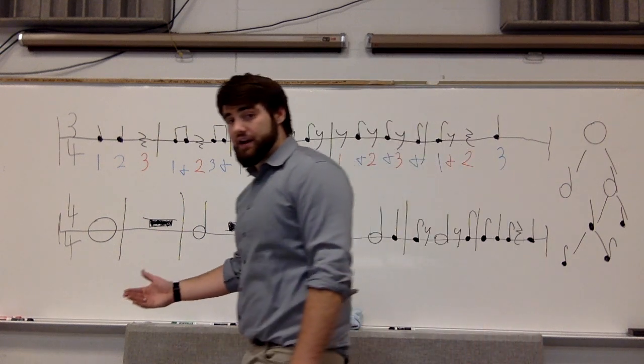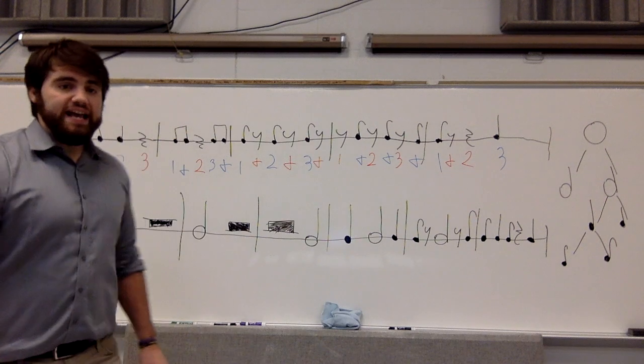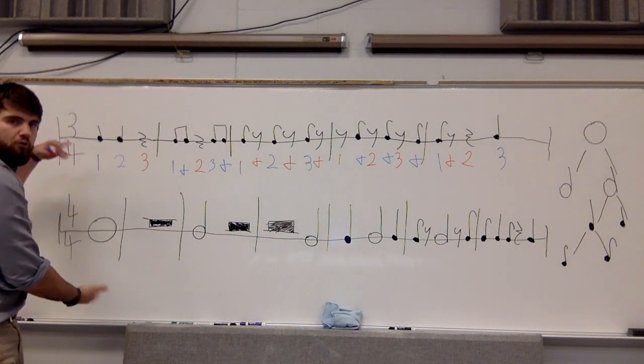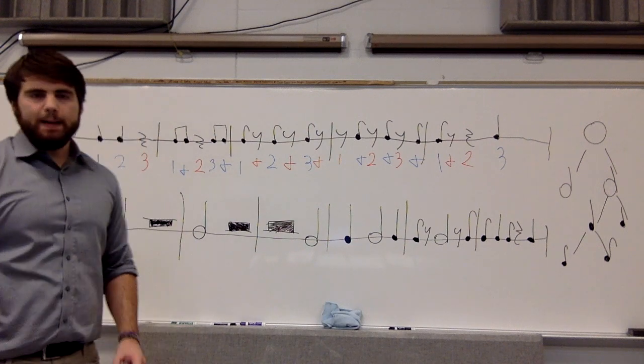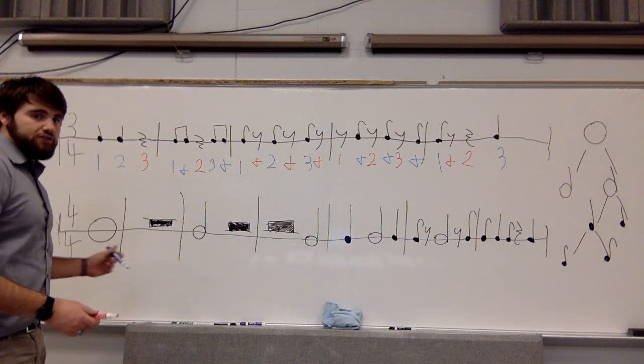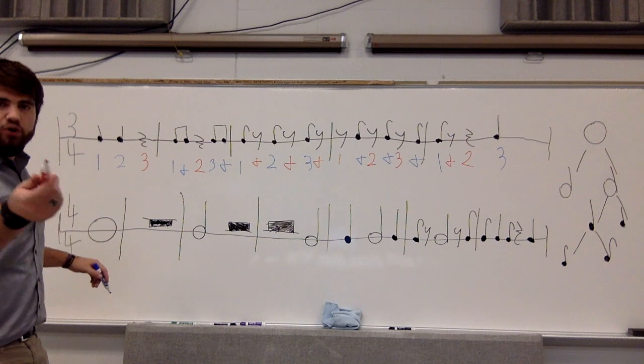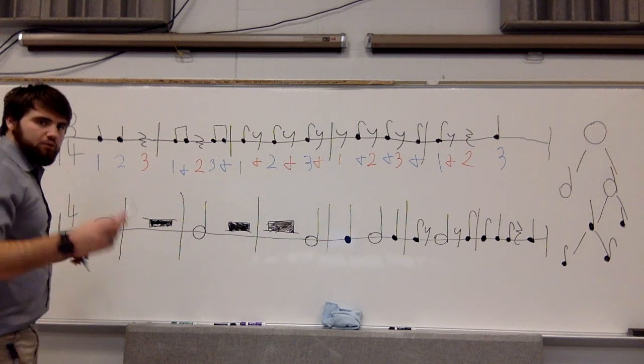Okay? Down here, we are now in 4/4. 4 beats in a measure, quarter note still gets the beat. Okay? So, first things first, measure 1, right here. What is this? It's a whole note. Boom. Whole note. What beat does it start on?